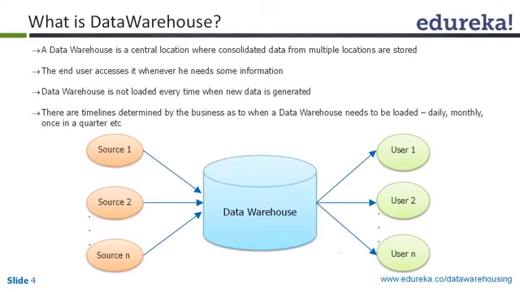Now, this is not a simple feed. There are a lot of calculations, a lot of processing that happens, a lot of validations that happen before data is loaded into the warehouse. And at the end, you have multiple users, user 1, user 2 and user n, trying to access this warehouse and trying to get some data and generate the reports.